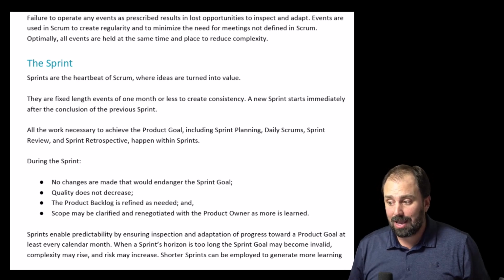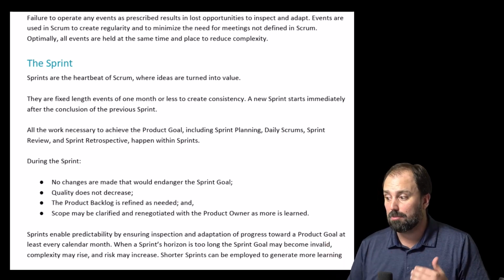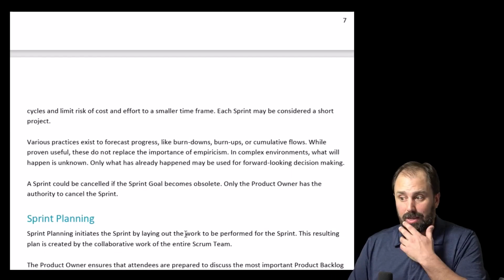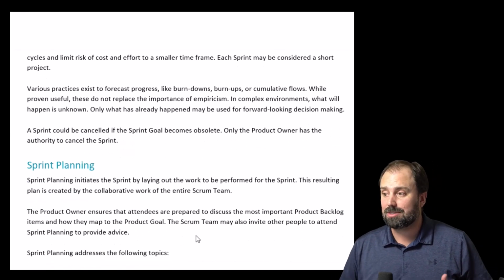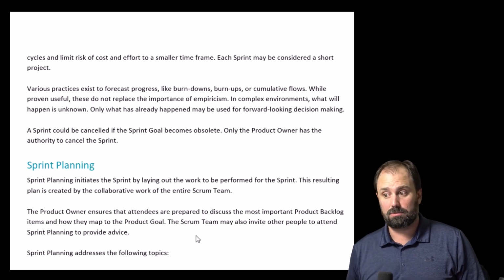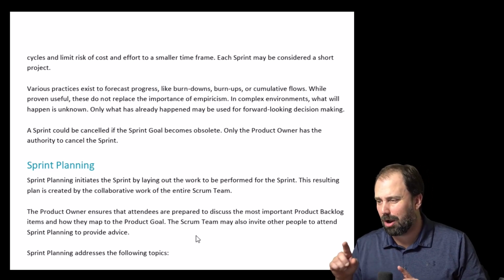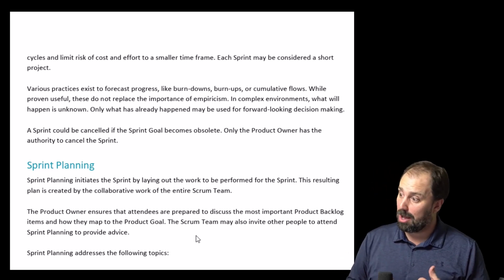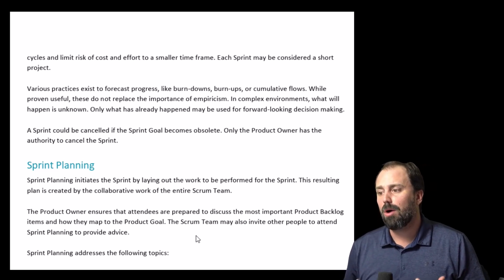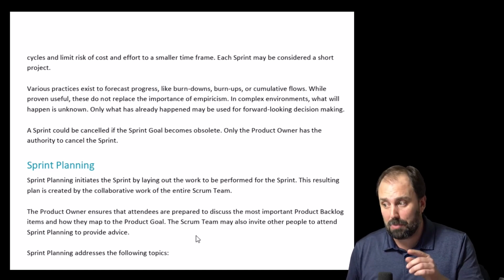Complexity may rise and risk may increase. Shorter sprints can be employed to generate more learning cycles and limit risk of cost and effort to a small time frame. Each sprint may be considered a short project. Various practices exist for forecasting progress, like burn downs, burn ups, or cumulative flows. While proven useful, these do not replace the importance of empiricism.